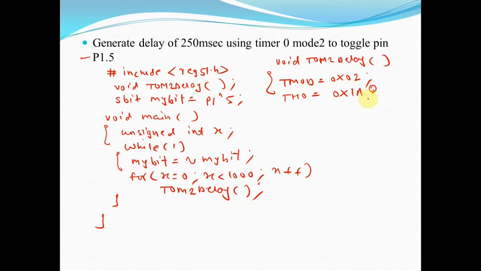Then whatever count value we have calculated, that is 1A, we are going to load in both the registers TH0 as well as TL0. So 1A will be loaded, and now I have to start my timer. So TR0 is equal to 1.